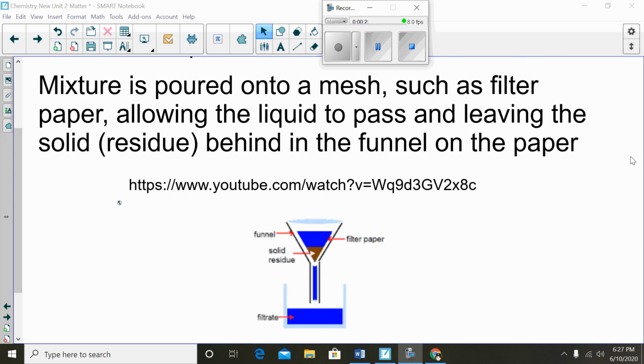So the mixture is poured onto a mesh, such as filter paper, which you can see in this picture, allowing the liquid to pass, which is the blue, and leaving the solid residue, which is the brown, behind in the funnel on the filter paper. This video will be posted and it will help refresh your memory about how to properly fold a piece of filter paper.